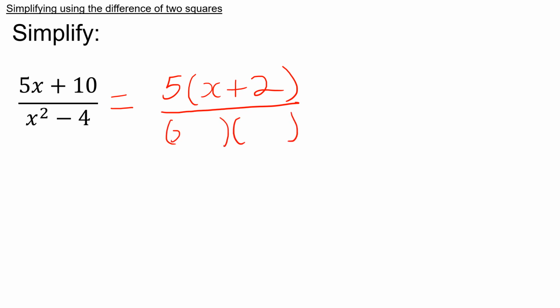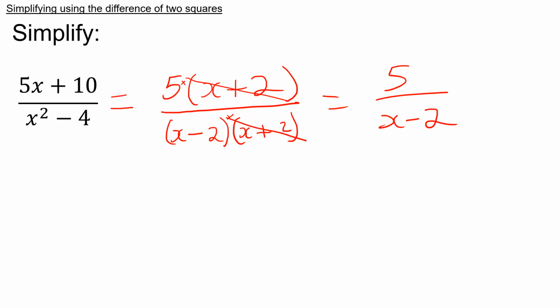The square root of x squared is x, the square root of 4 is 2. So we have x minus 2 times x plus 2. Notice I have a factor of x plus 2 on the top and on the bottom, so they will cancel out, giving me 5 over x minus 2 as my simplified fraction.